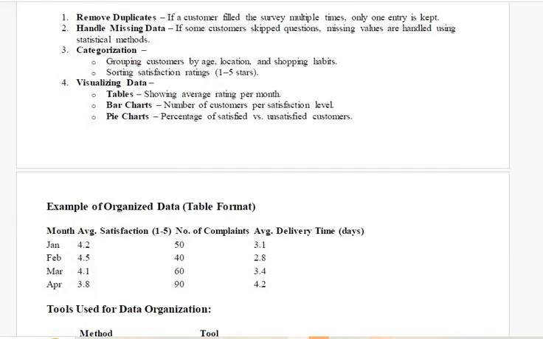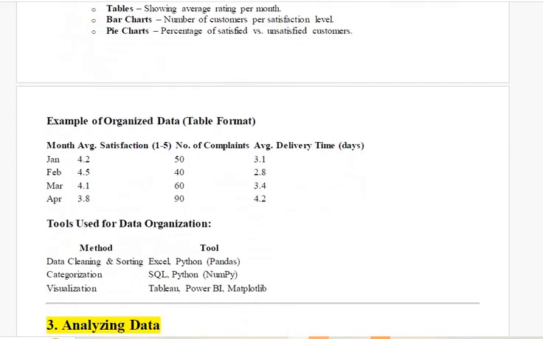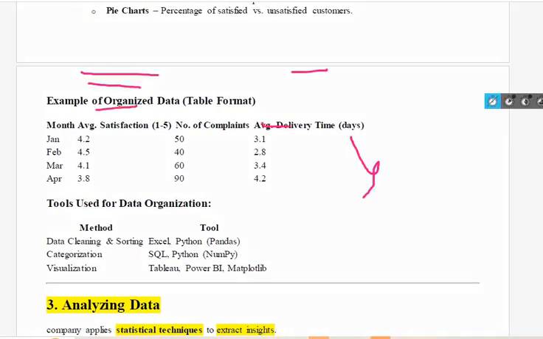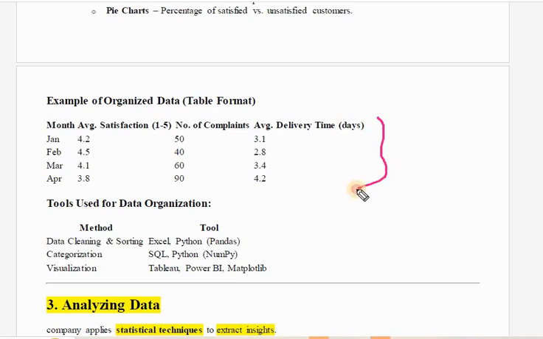In the organizing data step, the company should do all of these things. It would prepare the data in this manner: month, average satisfaction, number of complaints, delivery time. They would create this type of structure, which would help for further analysis. So now the company has finished collecting and organizing data, and we will move on to the analyzing data step.